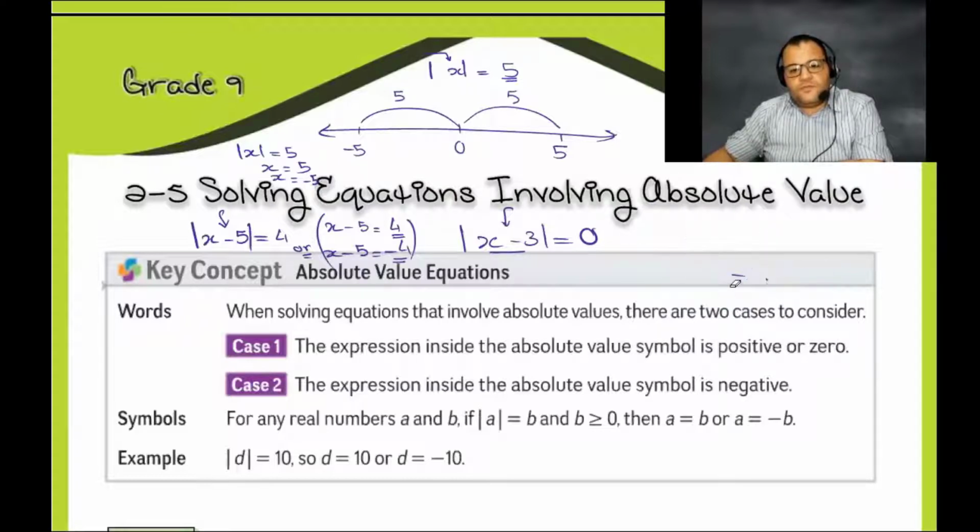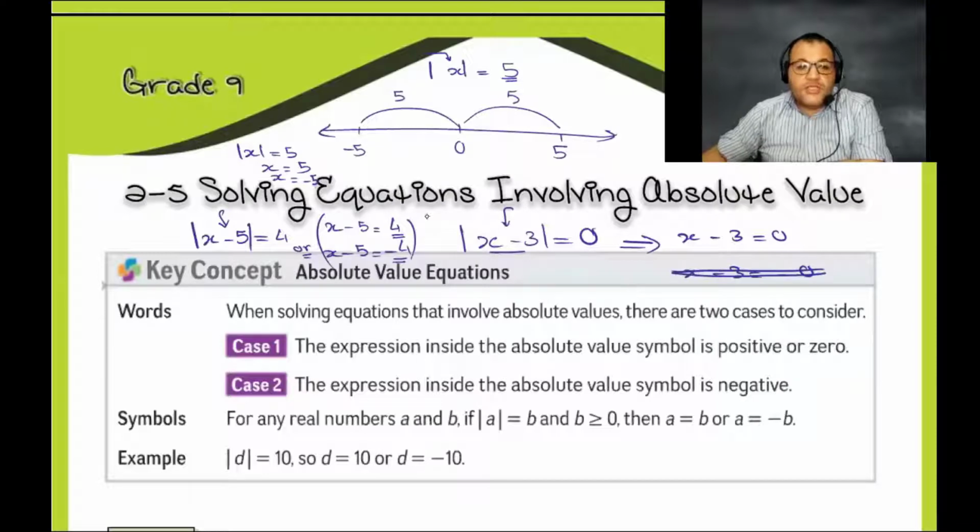Isn't it going to be right because it's not negative or positive? So what is the answer that I will get now? How can I solve it? X minus 3 equals 0. Can we say x equals negative 0? No, there is no such thing. There is nothing called negative 0. Zero is neutral.